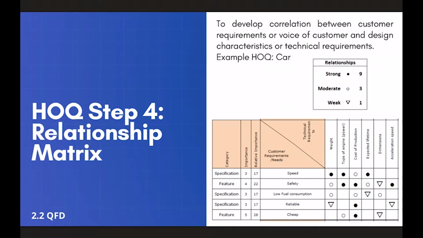Step number 4 on the house of quality is the relationship matrix. So we have determined what is the customer requirement and its importance, and also we have determined the technical requirement of that car. So now we will develop correlation between customer requirement and design characteristic or technical requirement here. So the correlation will be in terms of symbols.